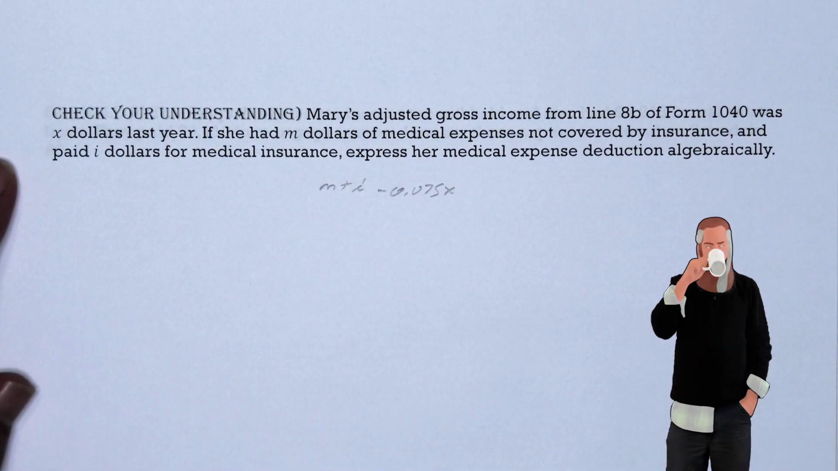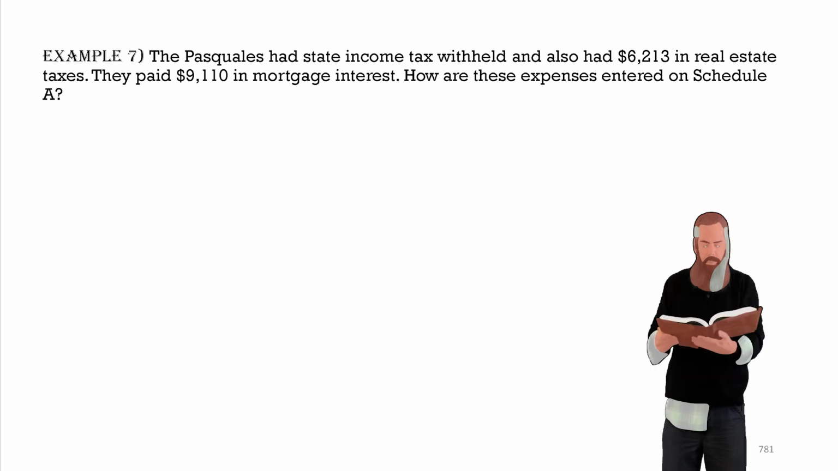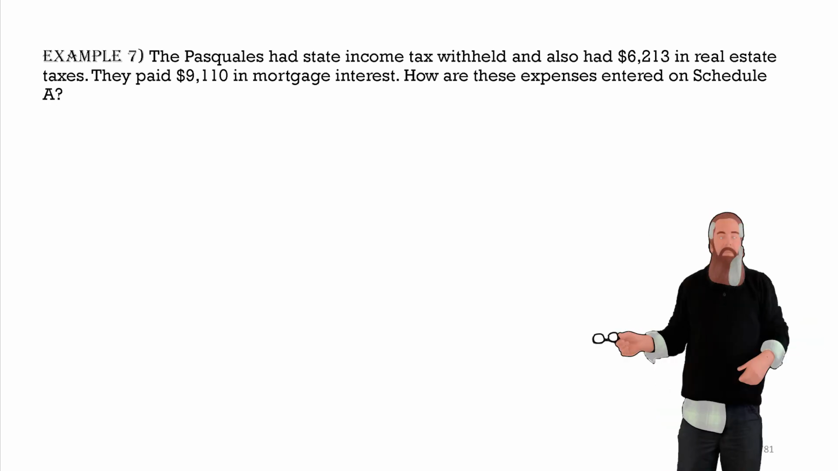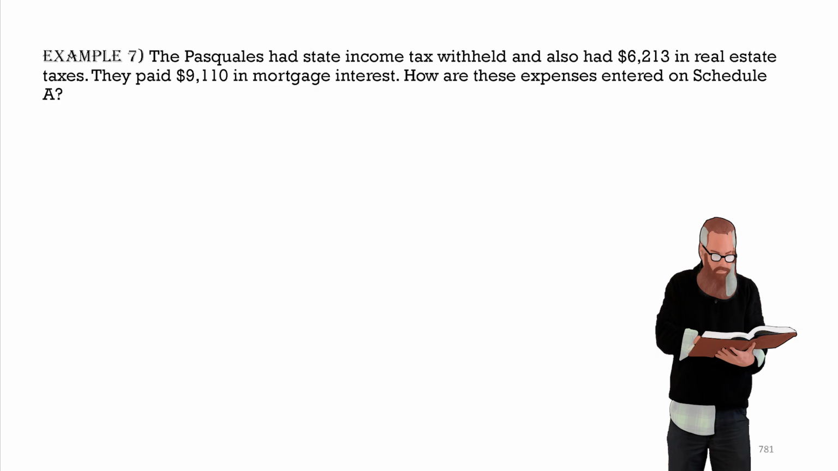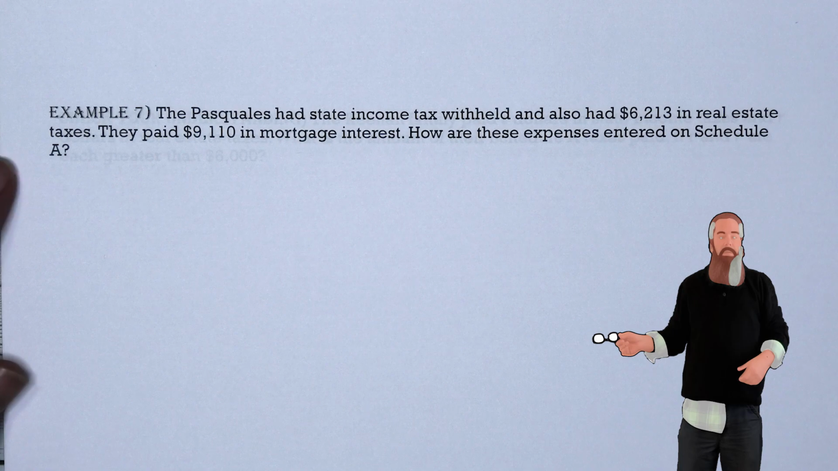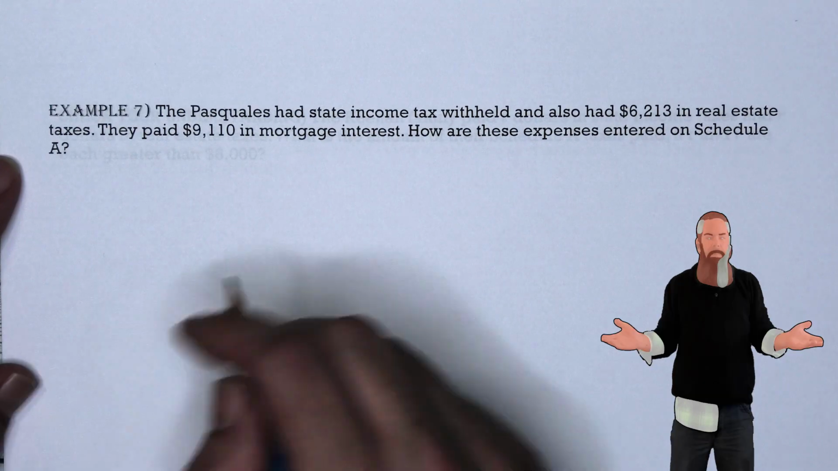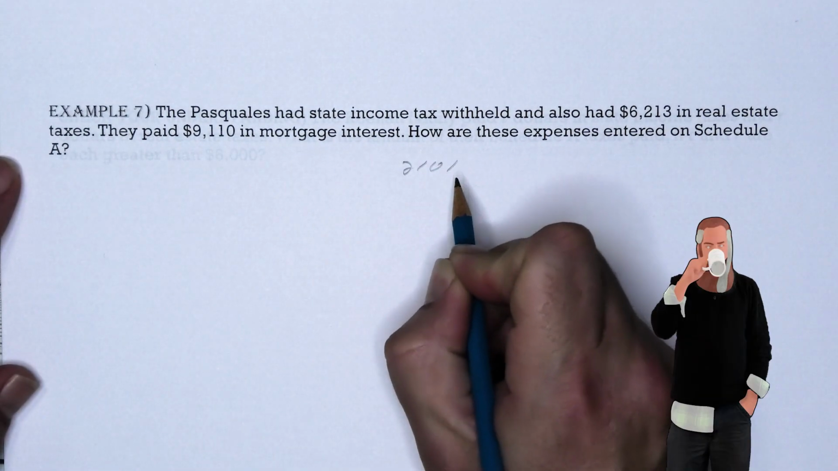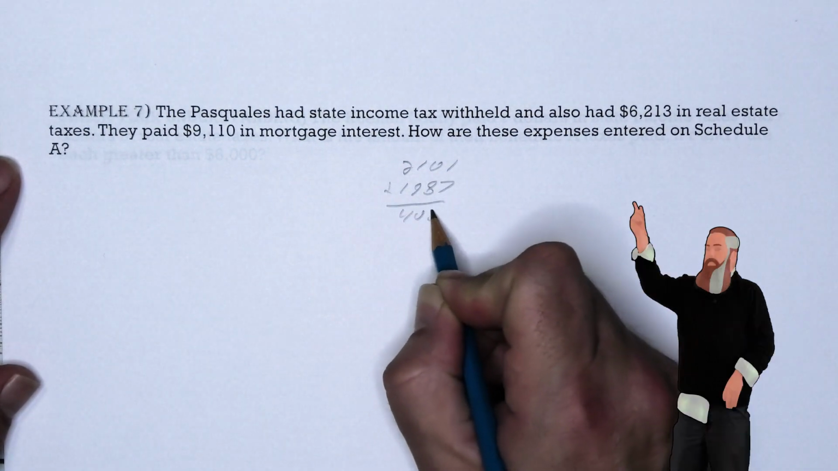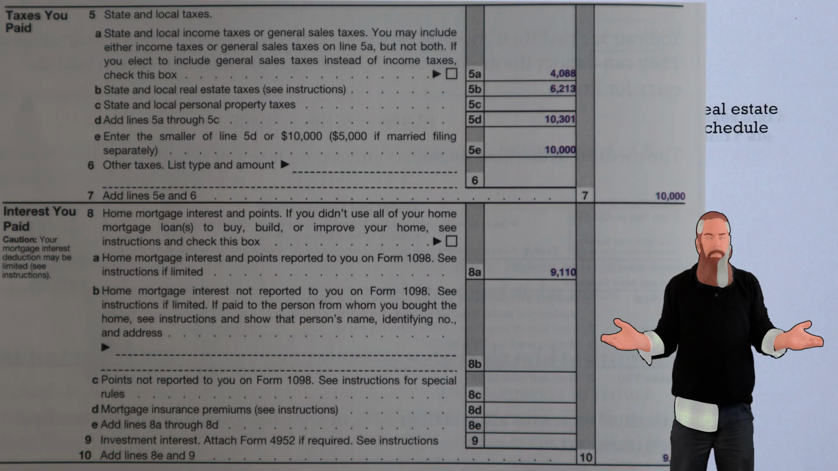7.5% of her income. The Pasquales had state income tax withheld, and they also had $6,213 in real estate taxes. They paid $9,110 in mortgage interest. How are these expenses entered into Schedule A? The state income tax withheld is from box 17 of each of their W-2 forms. Add to find the total income tax withheld, so $2,101 and $1,987 will give us $4,088. This is entered into line 8A of their Schedule A.